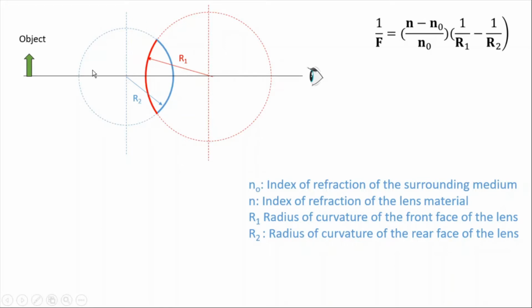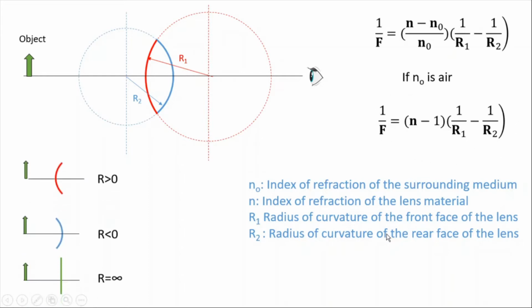If this lens is in air, instead of n0 we are going to write the index of refraction of air, which is 1. If it is in water, for example, then instead of n0 we are going to write the index of refraction of water. R1 and R2 are the radii of curvature. If the lens is in air and n0 is equal to 1, then this equation reduces to this one. It is much simpler.